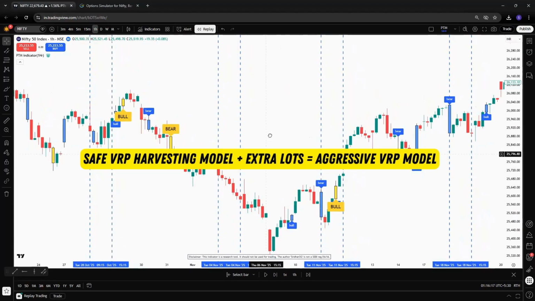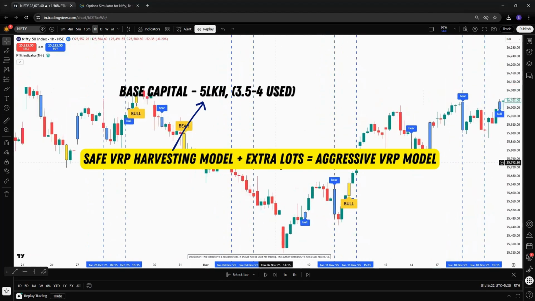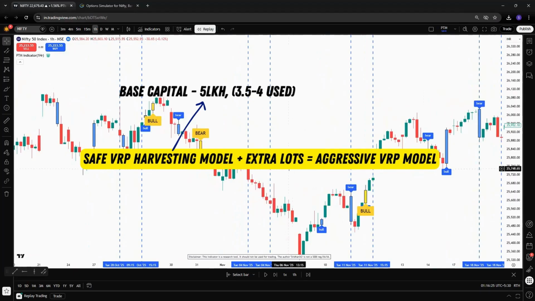So for example, if I am using a 5 lakh capital for my VRP harvesting safe model, what I'm going to do is I have 3.5 to 4 lakh deployed for taking the position. I am following all the rules as in the previous part which I've discussed. Now I want to add some more position over it. So this 5 lakh, in which 3.5 to 4 is deployed and the rest is spare capital, I am not touching that spare capital. I have to bring in additional capital if I want to use the aggressive model.